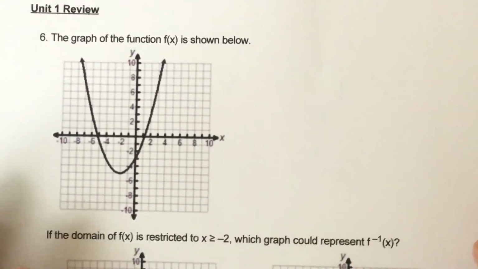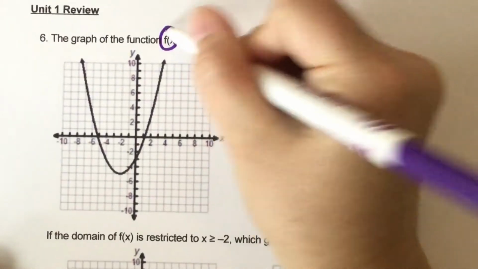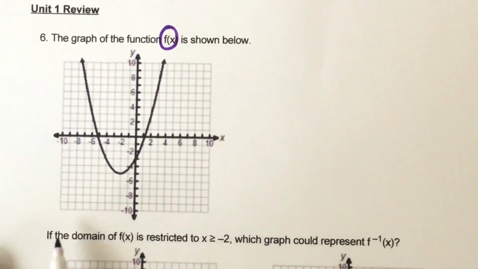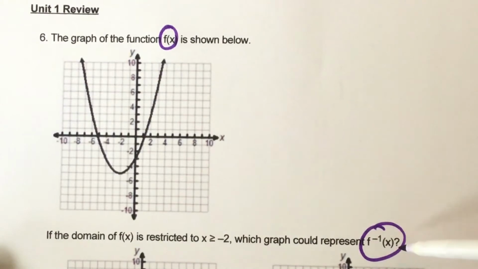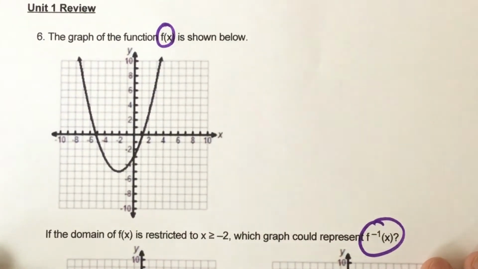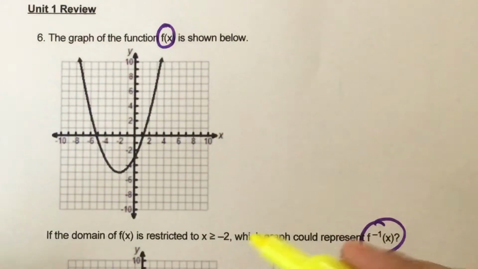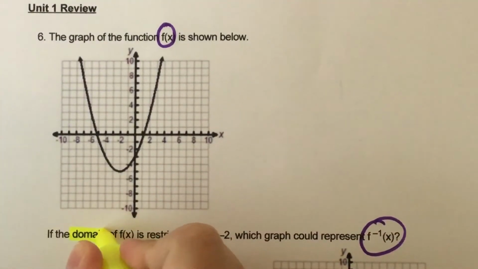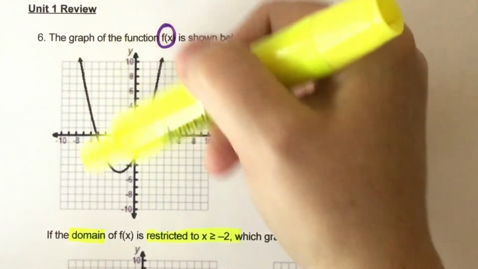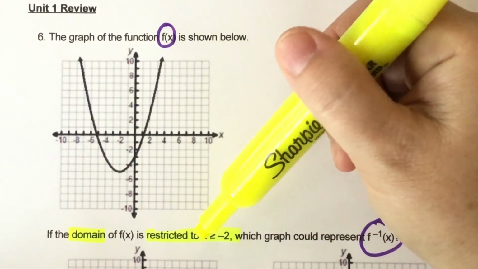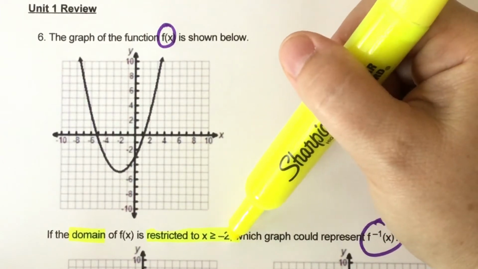So number six, it gives you the graph of a function. And then it says, if the domain of f of x is restricted to x greater than or equal to negative 2, which graph could represent the inverse? This is the inverse of f of x. Okay, so first let's talk about this. It says the domain is restricted to x greater than or equal to negative 2. That means I only want to look at this graph where my x is negative 2 or greater than that.